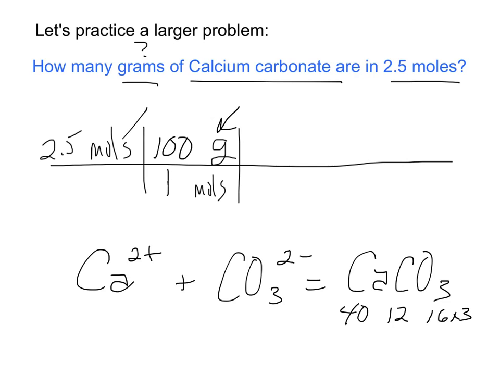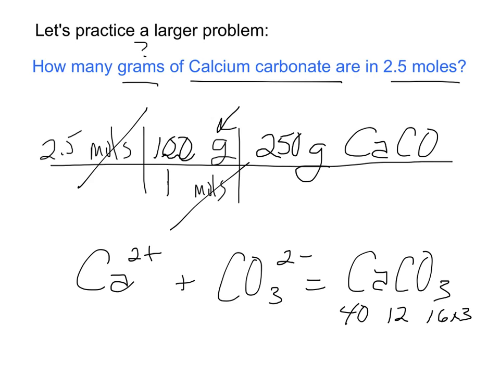Now I do my math. First, I cross-cancel all like units above and below my number line. Then I do my math. 2.5 times 100 would be 250, and then divide it by 1. So if I have 100 grams and I have 2.5 moles, I get 250 grams of calcium carbonate. And I hope that was a little bit clear. Jumping back and forth might have caused some problems there.